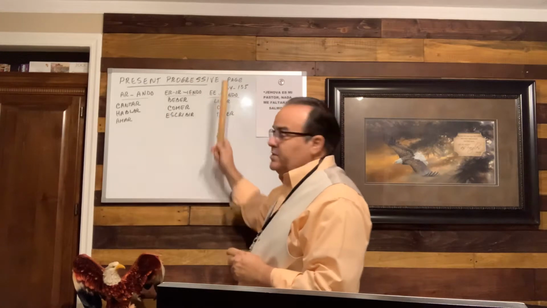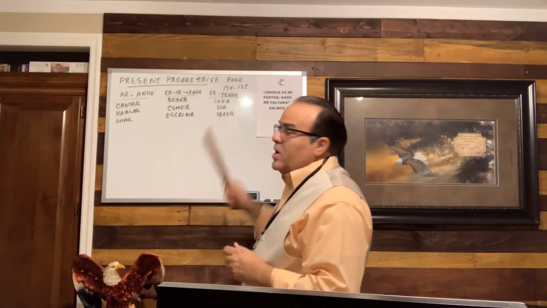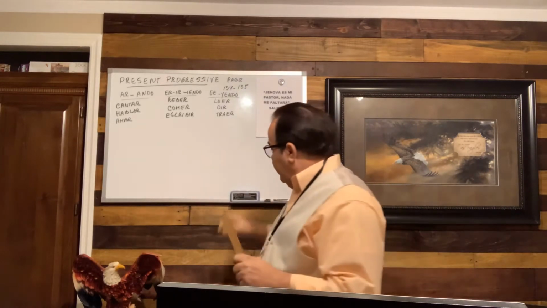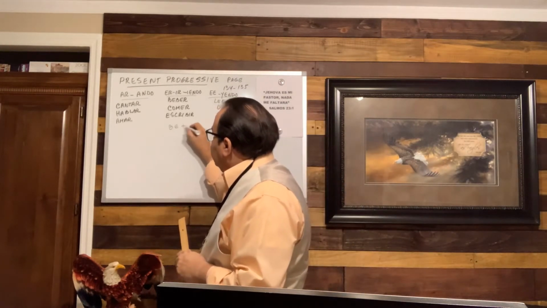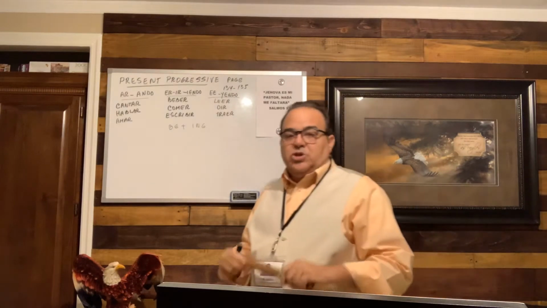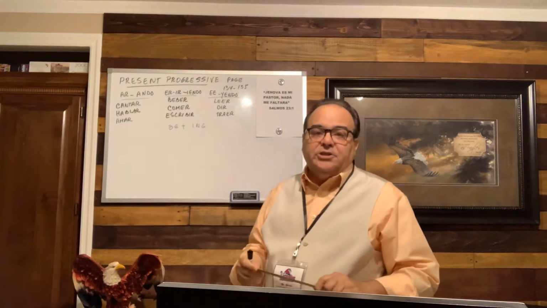Today we are going to talk about the present progressive, on pages 134 and 135. What is the present progressive? In English, the present progressive is the verb be plus ing. So the lesson today is about the present progressive in Spanish. How do we do that in Spanish?